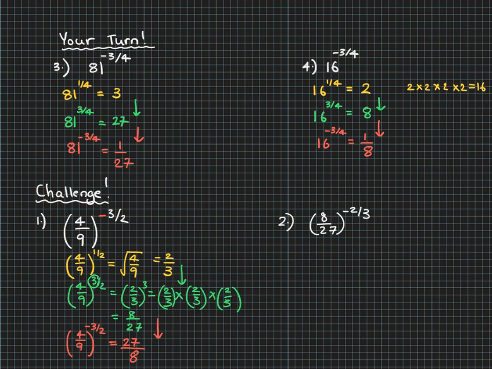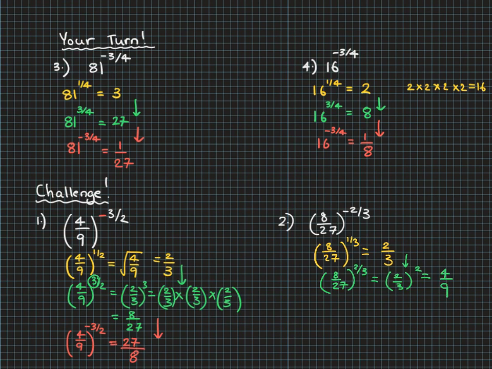Pause the video, have a go at this one. So let's check your answer. Starting with 8/27 to the power of a third, so the cube root here, so that's 2 over 3. Now let's deal with 8/27 to the power of 2/3, and we know that 2 in the power there means square this answer that we have here. So that's 2/3 squared, which is 4/9.